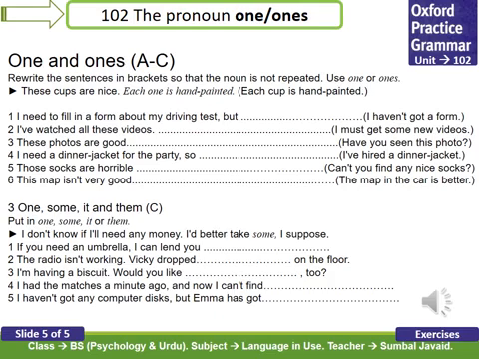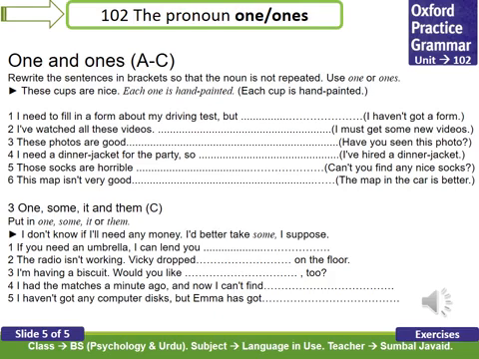I need to fill a form about my driving test, but I have not got one. Okay? I have watched all these videos. I must get some new ones. I must get some new videos. आगे लिखा हुआ है. These photos are good. Have you seen this photo? Have you seen this one? यहाँ पे इसकी जगह ये sentence बनेगा. Photo नहीं ताकि दोबारा न आए.